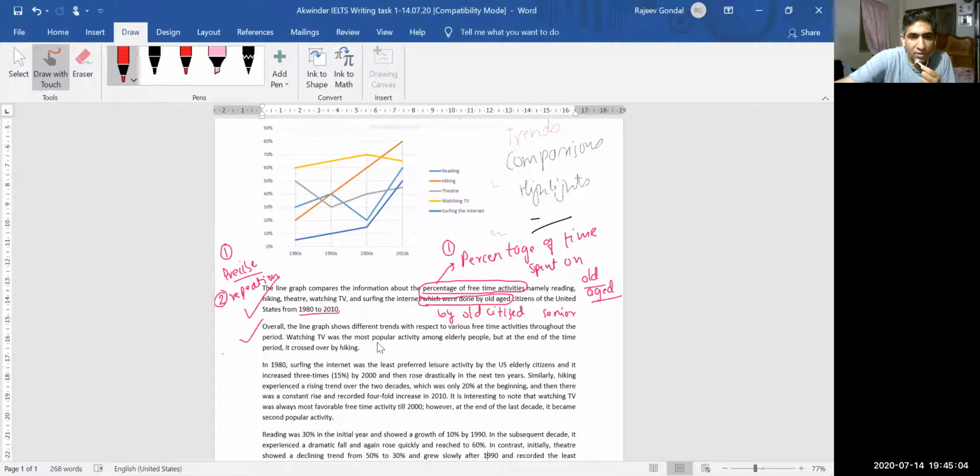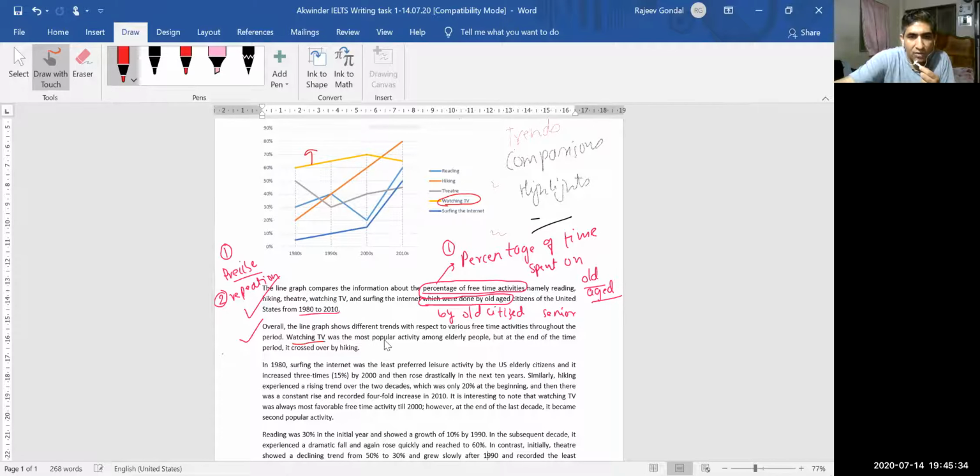Watching TV was the most popular activity among elderly people. So this is your agenda. You're saying watching TV. So watching TV is this one, and this is at the top. So you have nicely written about watching TV. So overall, the line graph shows different trends with respect to various free time activities throughout the period. This is a very good statement which acts as a theme sentence.